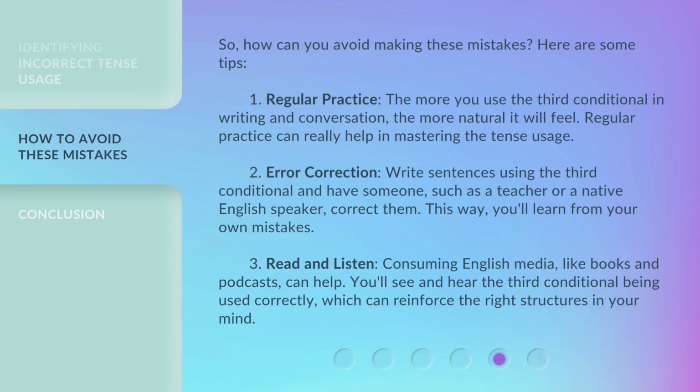2. Error correction. Write sentences using the third conditional and have someone, such as a teacher or a native English speaker, correct them. This way, you'll learn from your own mistakes. 3. Read and listen. Consuming English media, like books and podcasts, can help. You'll see and hear the third conditional being used correctly, which can reinforce the right structures in your mind.